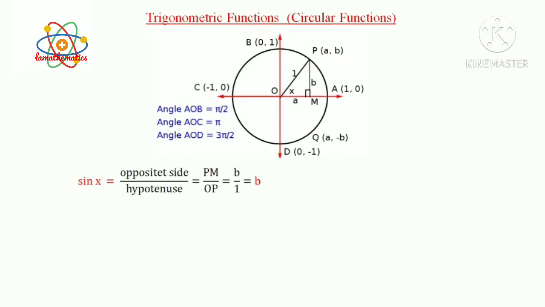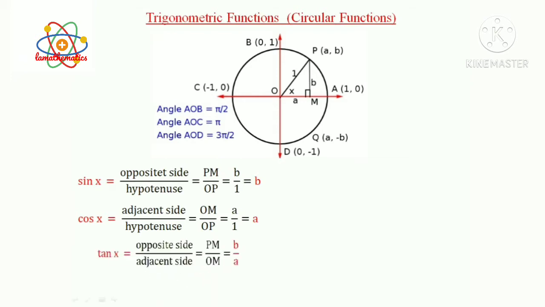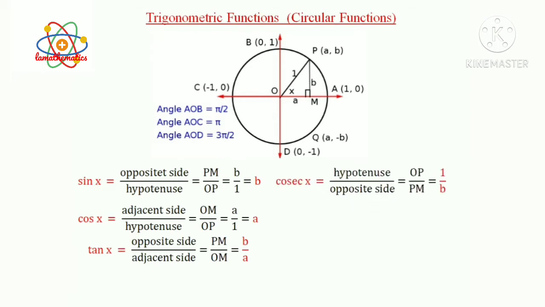From the figure, sin x equal to opposite side by hypotenuse equal to PM by OP equal to b by 1 equal to b. Cos x equal to adjacent side by hypotenuse equal to OM by OP equal to a by 1 equal to a. Tan x equal to opposite side by adjacent side equal to PM by OM equal to b by a. Cosec x equal to hypotenuse by opposite side equal to OP by PM equal to 1 by b.